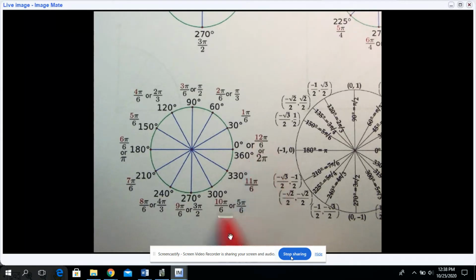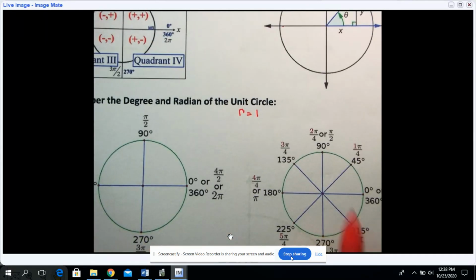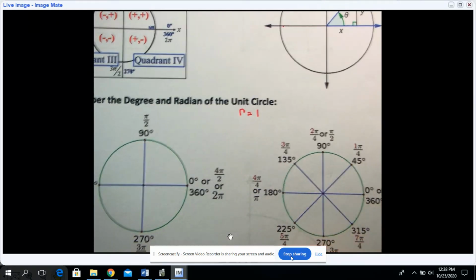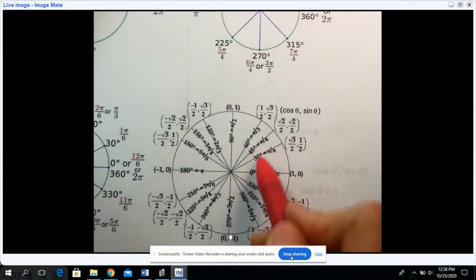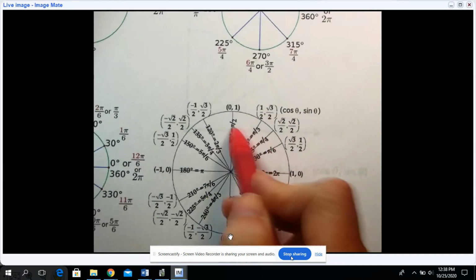And then again, if they reduce, you have to reduce them, so it's easy to find them. The 30 degrees would be divided into parts of 6, and the 45 degrees are divided into fourths: 1 fourth, 2 fourths, 3 fourths, 4 fourths, 5 fourths, 6 fourths, 7 fourths, 8 fourths. All right, and then here it is all together. Here is your degree, and here are your radians.